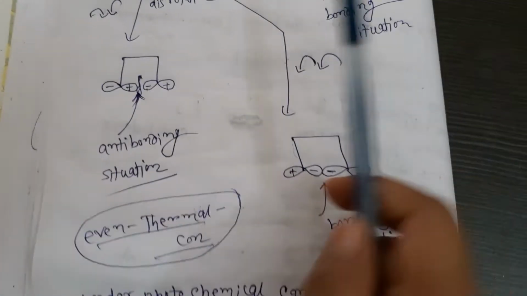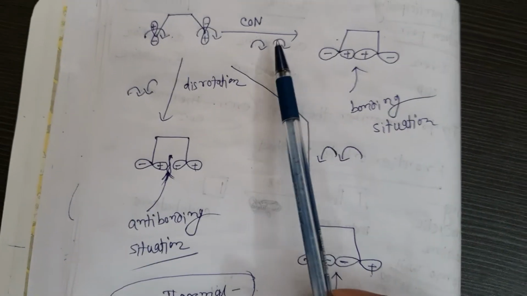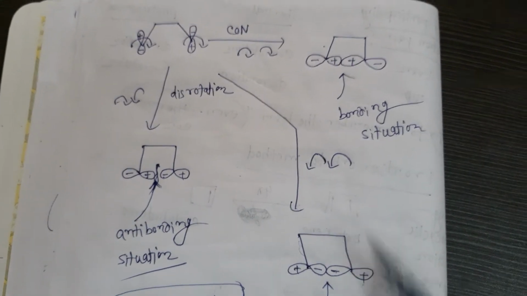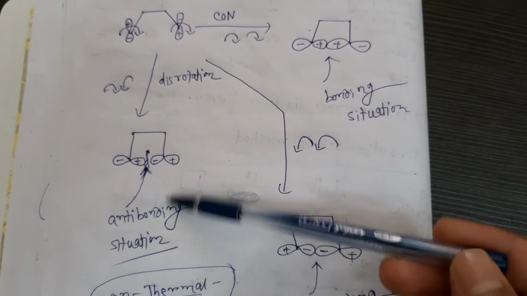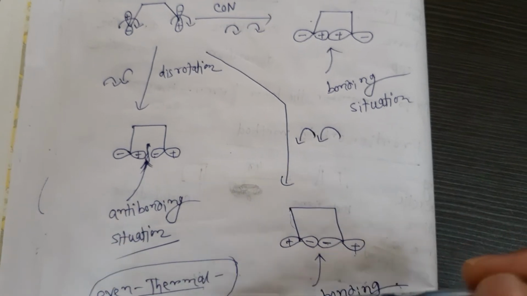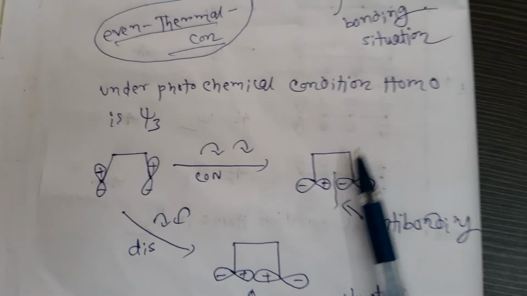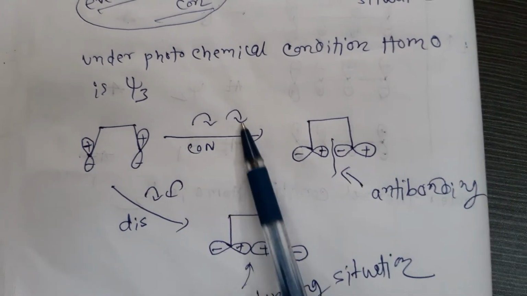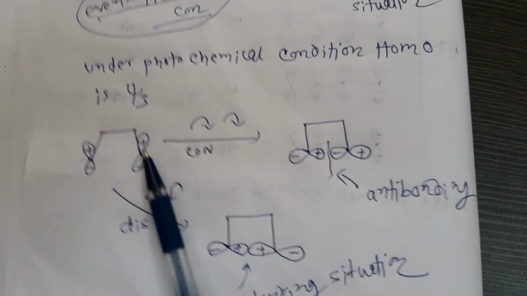If the reaction occurs thermally, then the rotatory mode is conrotation, because through conrotation there is a bonding situation here, but through disrotation there is an anti-bonding situation. So the even thermal conrotation rule is verified. Now under photochemical condition, the HOMO is psi 3. So here in conrotatory mode there is an anti-bonding situation, but in disrotatory mode there is a bonding situation.